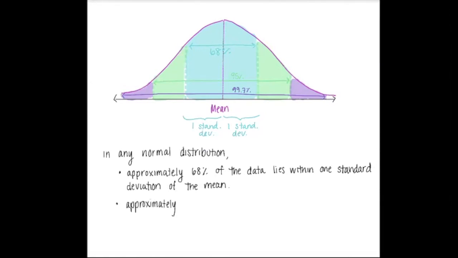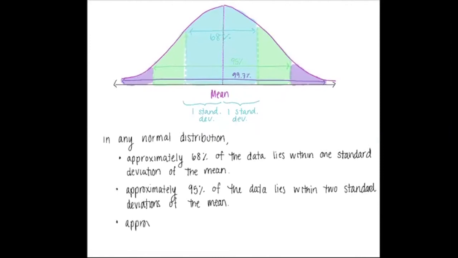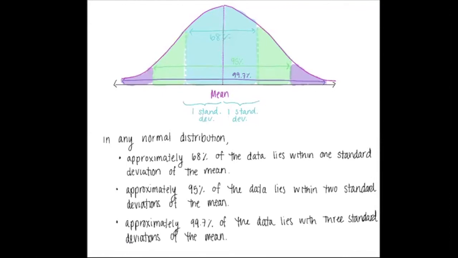Approximately 95% of the data lies within two standard deviations of the mean. And then finally, approximately 99.7% of the data lies within three standard deviations of the mean. Okay. So predominantly, you just want to remember those percentages from here. I'm going to show you just an application of it, and then we'll ask just a simple question.